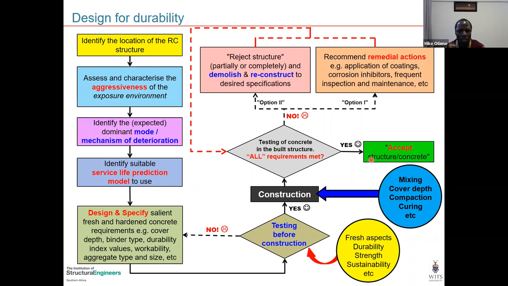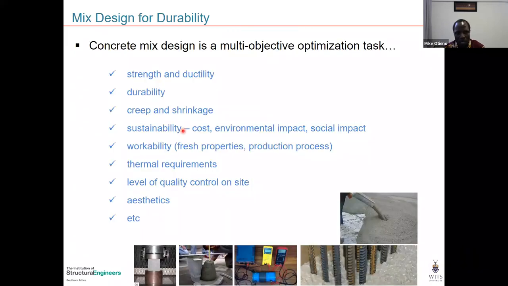Now, I'll just focus a little bit more on the mix design aspects. And we know that mix design is really a multi-objective optimization task. Most of the time, we are not able to achieve all the targets that we want, whether it is strength, ductility, durability, creep and shrinkage, sustainability, either in terms of cost, environmental impact, or social impact. We can also think about the fresh properties or production process in terms of workability, the thermal requirements, especially if it is huge mass concrete elements.